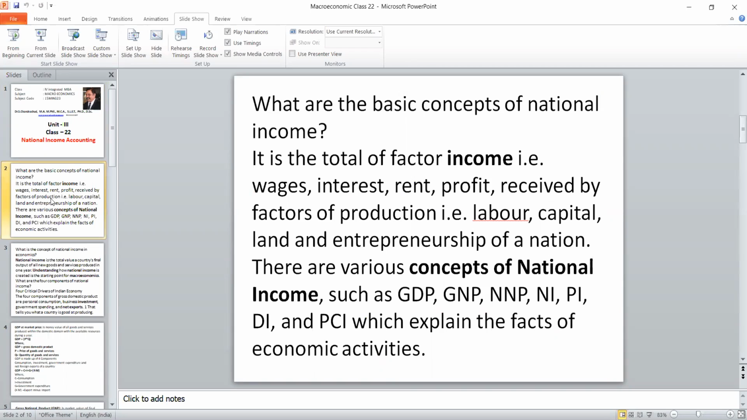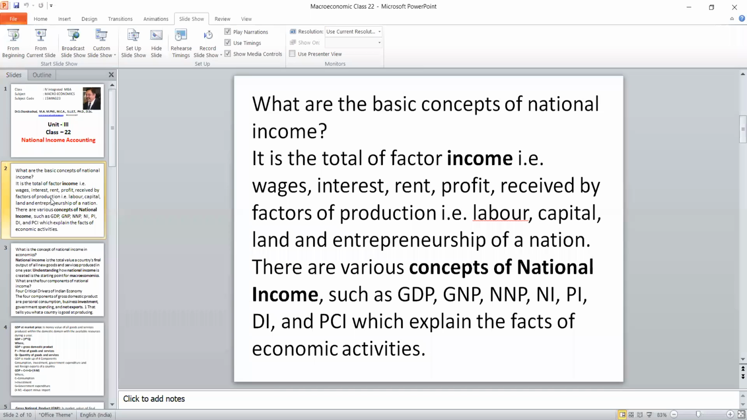There is a possibility of a case study in this particular question, because a list of figures will be given and you have to calculate the elements of national income accounting like GDP, GNP, disposable personal income, all these things. This particular question you can expect as a case study question.